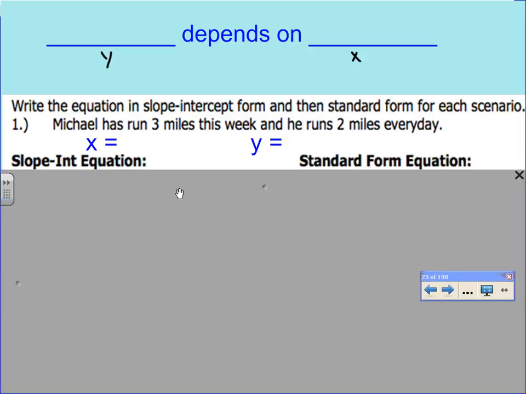Okay. So let's read the problem. Michael has run 3 miles this week, and he runs 2 miles every day. So I'm going to say this again. Michael has run 3 miles this week, and he runs 2 miles every day. What depends on what? Don't think about x and y. In that scenario, what depends on what? Jared, what do you think? Awesome. Miles depends on the day. In other words, how many total miles that he has run depends on what day it is.